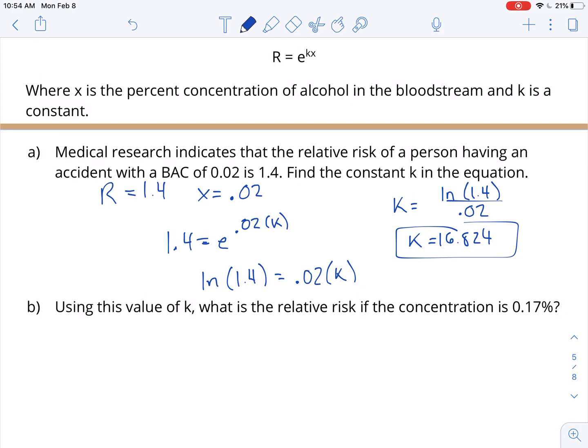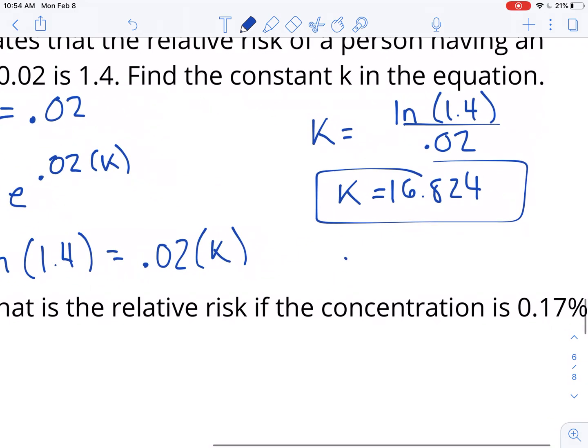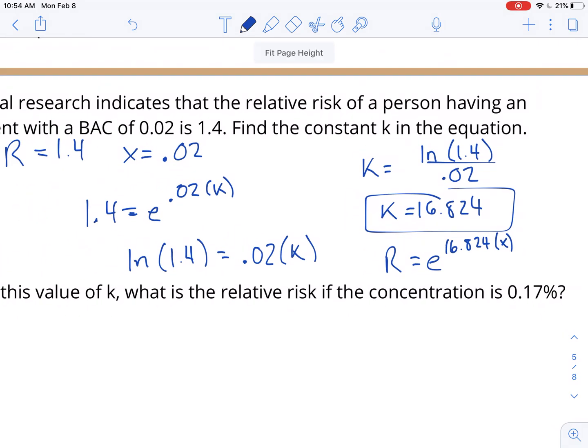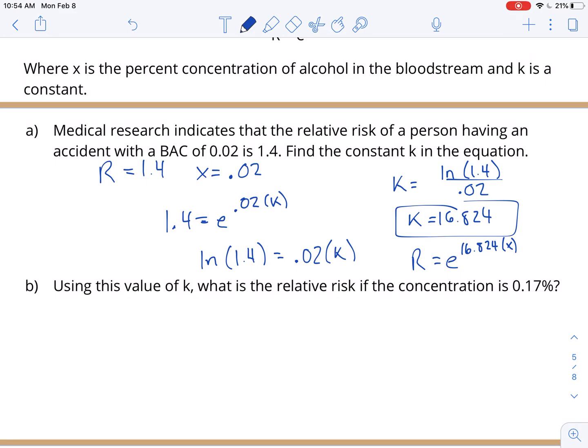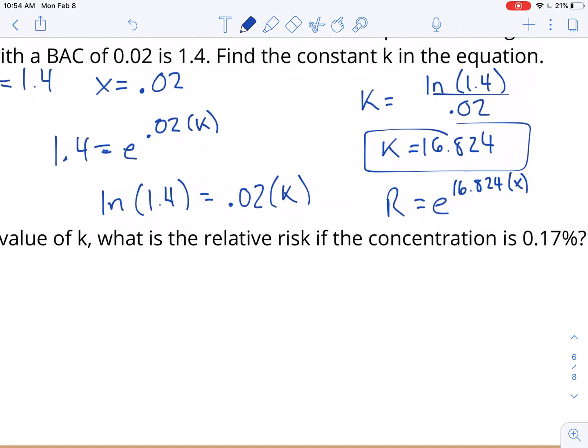So now I'm going to go ahead and use this k value for all other parts of my equation. I'm going to consistently use this k. So basically I can rewrite this equation now as R is equal to e to the 16.824 times x, or that blood alcohol concentration. All right, so if this is the value of k, what is the relative risk if the concentration is 0.17%? So now I can say that R is equal to e to the 0.17 times 16.824.